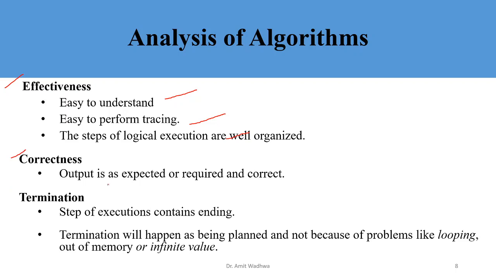Then correctness says that the output expected from the program should be correct and as required. The third thing is termination. Termination says that the algorithm must end within a finite number of steps. There are steps of execution which contain the ending also, like the end statement of a particular program. That should be there. It should not run into infinite loops, out-of-memory problems, or infinite values. These should not be there in order to have the algorithm execute and terminate properly. That is the termination requirement.